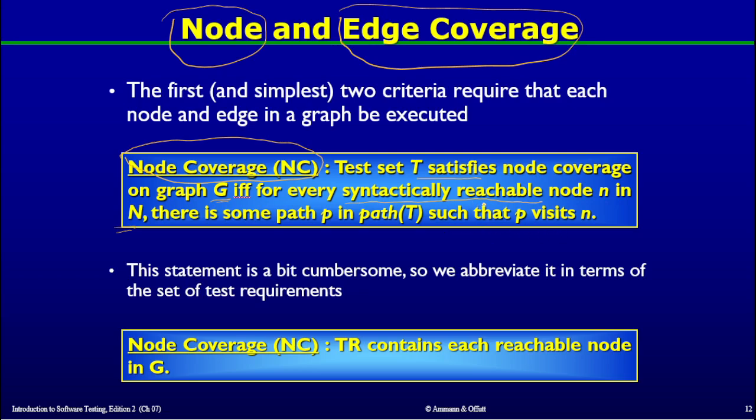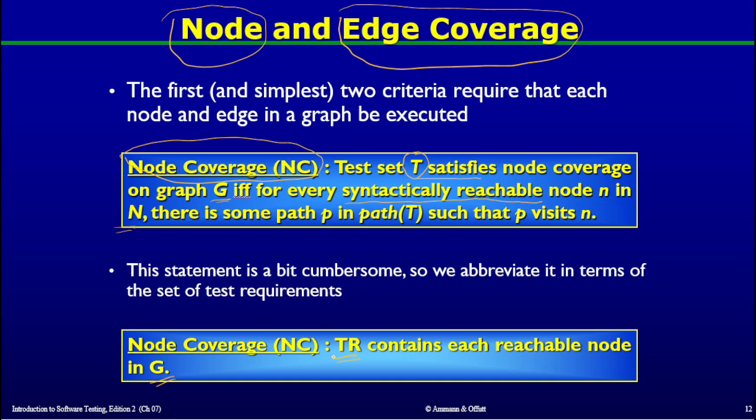So what do we mean by a syntactically reachable node? It means there is a path, or a sequence of edges, that goes to this node n in the graph. And this path(T) we already defined as the set of paths exercised by the test cases in T. If we have those paths which exercise the nodes in the graph, then we say that the node coverage criterion has been fulfilled by this set of tests in T. Or simply put, we can also say that the test requirement contains each reachable node in G.